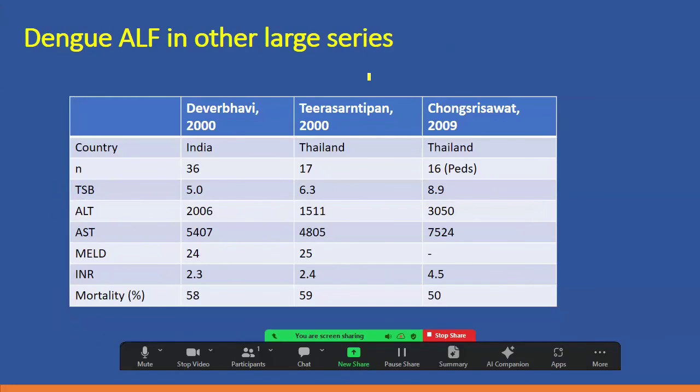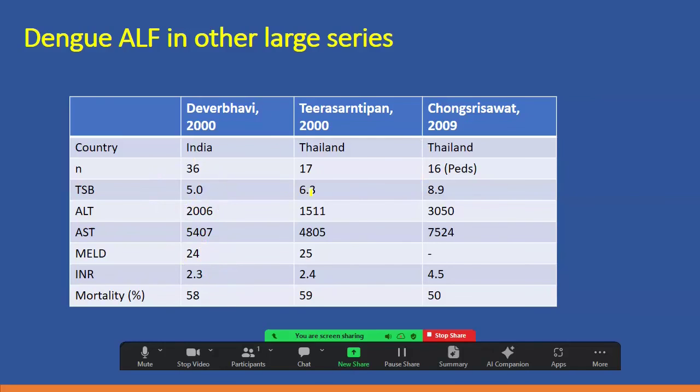So comparing with the other series of dengue ALF, we had 1 series from India and 2 series from Thailand. We see that our patients were sicker and mortality in our patients is higher than in the other series. The median bilirubin level in the Indian series was 5, AST-ALT of 5,000 and 2,000, MELD score of 24, INR of 2.3, and mortality of 58.